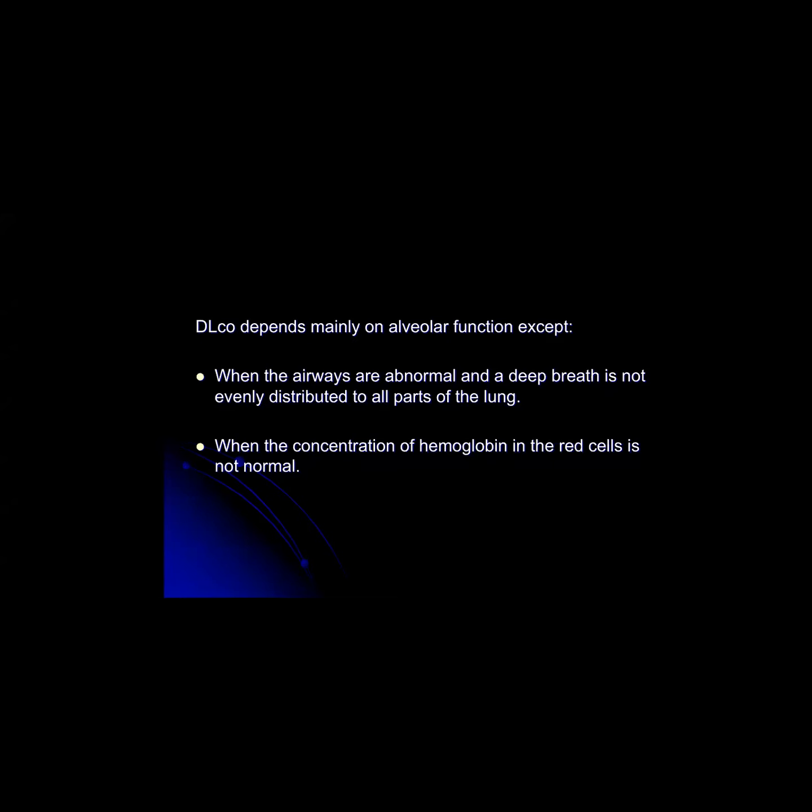So carbon monoxide diffusion will only be a function and a factor of alveolar membrane function when airways are normal and hemoglobin concentration is normal. So when there is no emphysema, and no anemia.